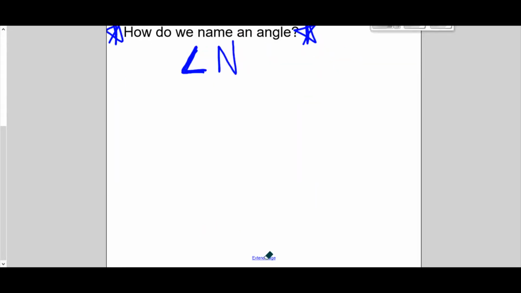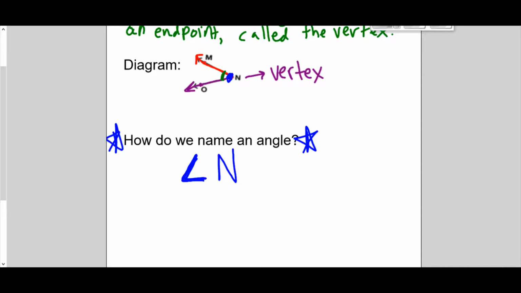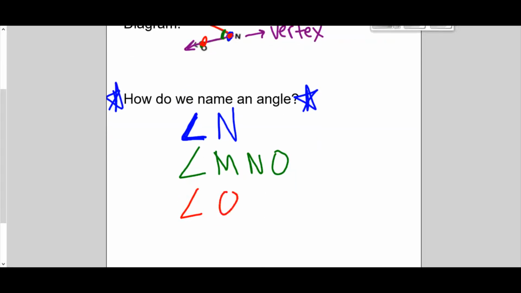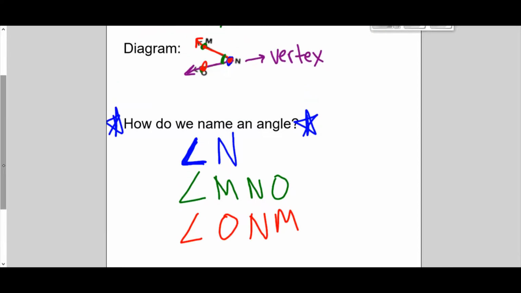So I could name this angle, so angle symbol. I could start with the first ray. So I could start here at M, and then go to N, and then go to O. So M, N, O. The other way that I could name this angle is I could start at O. I could name it O, N, M. So I could name it as angle O, N, M. So those are the three ways that I can name it.